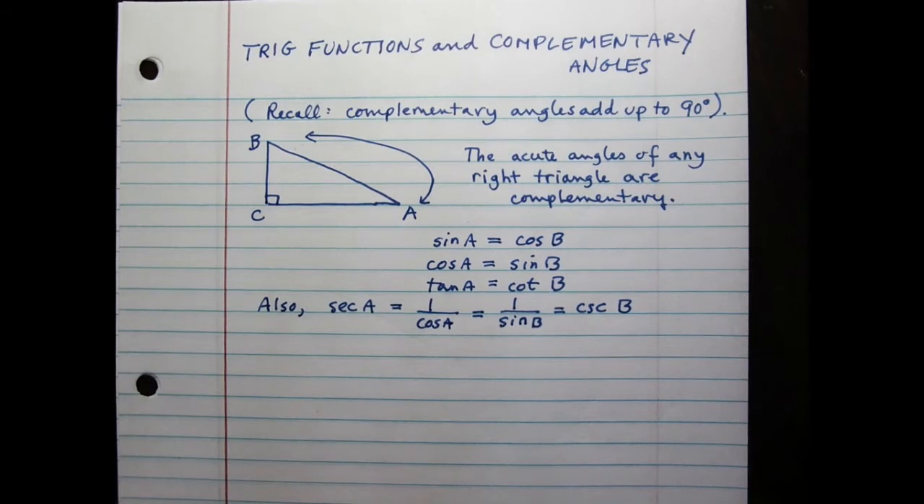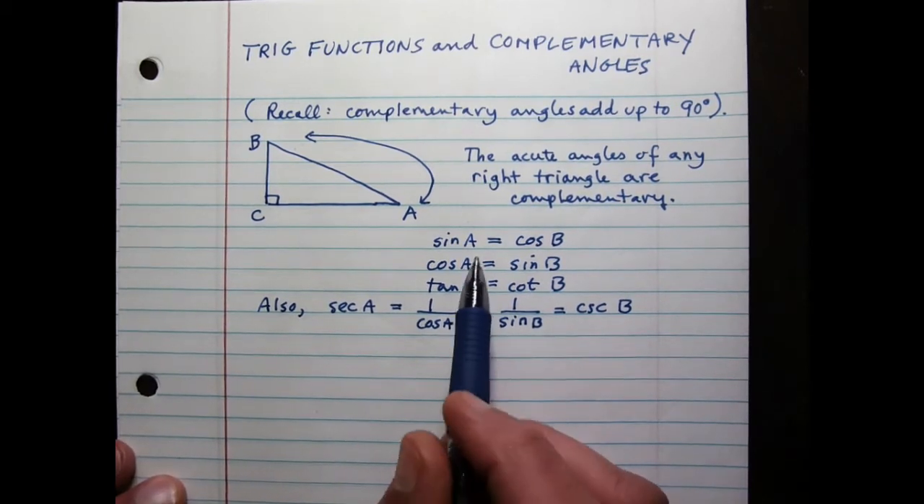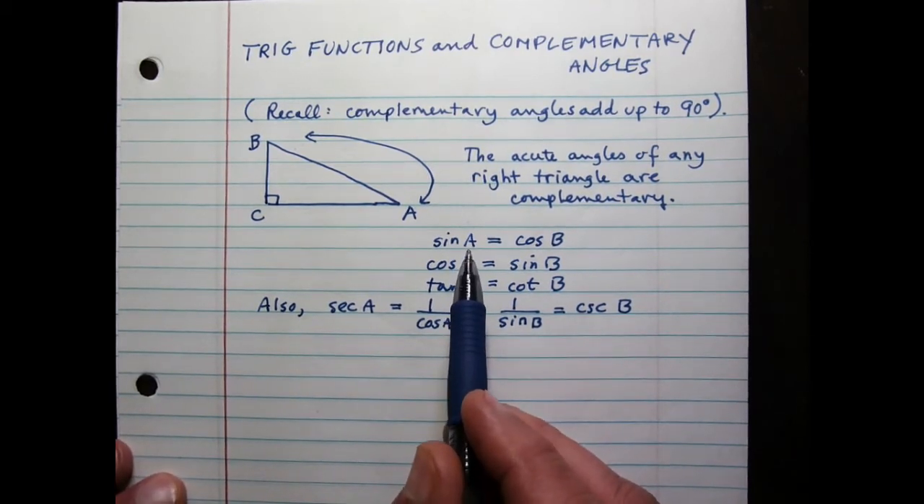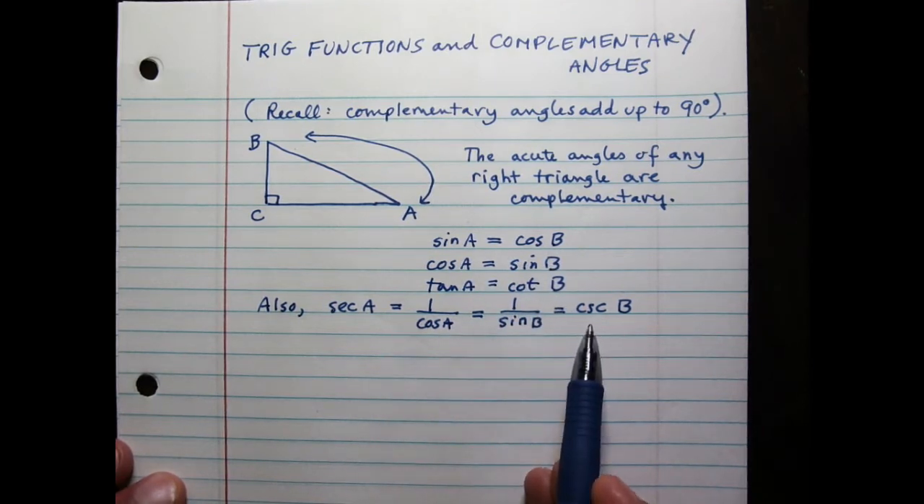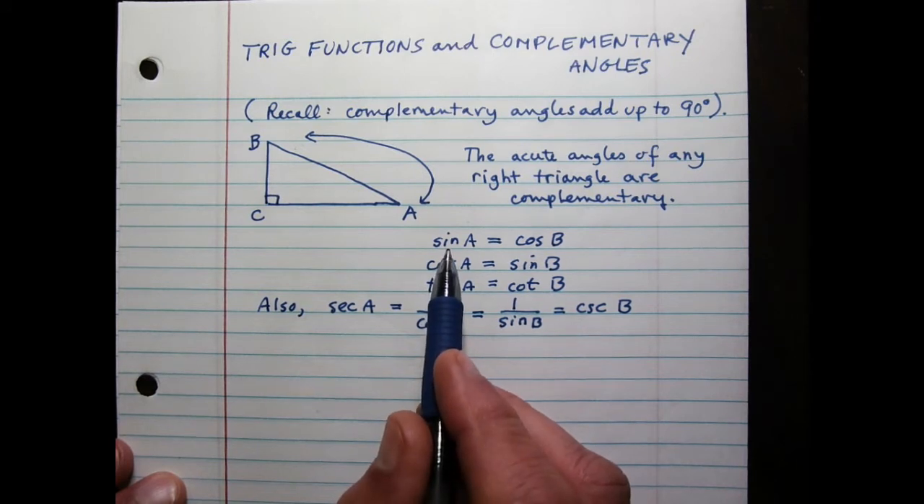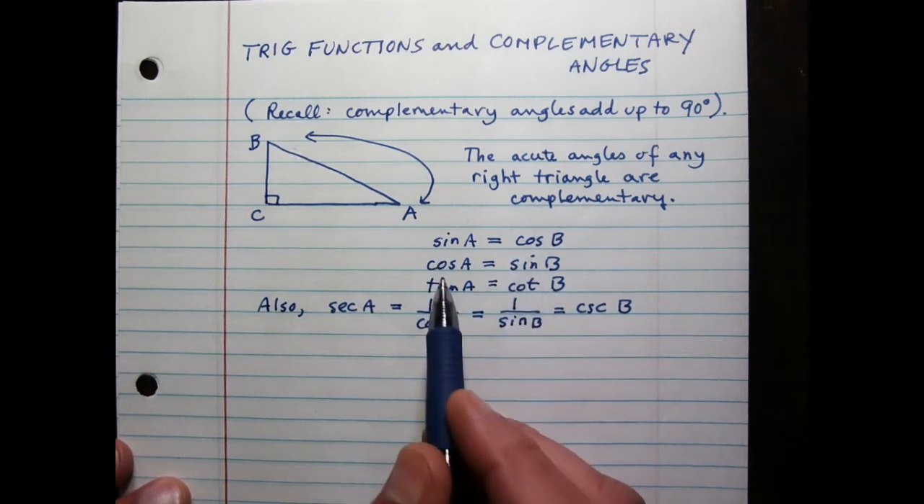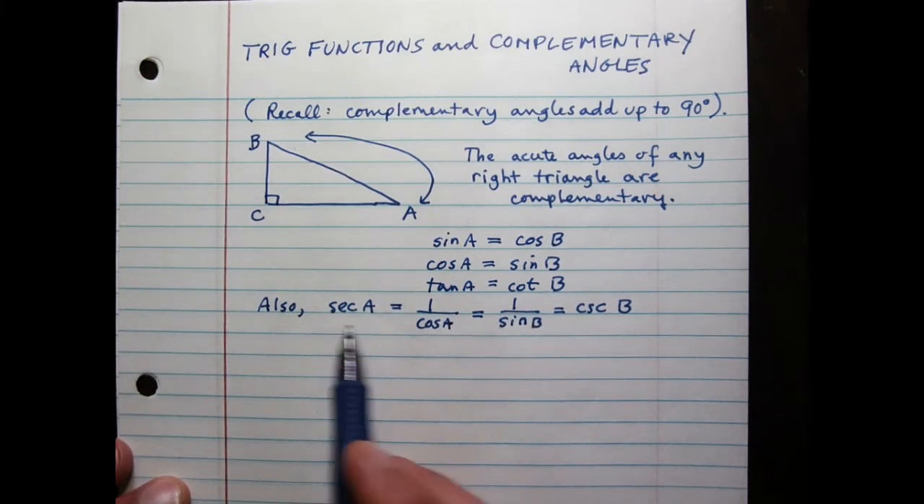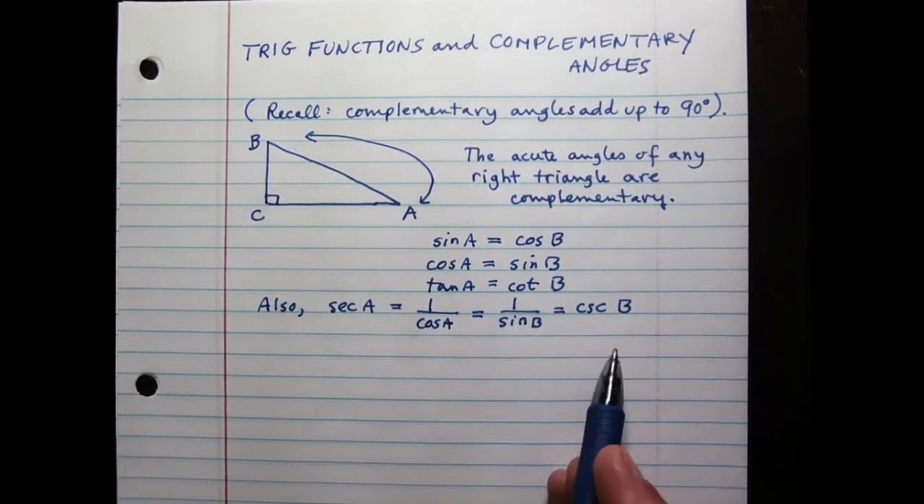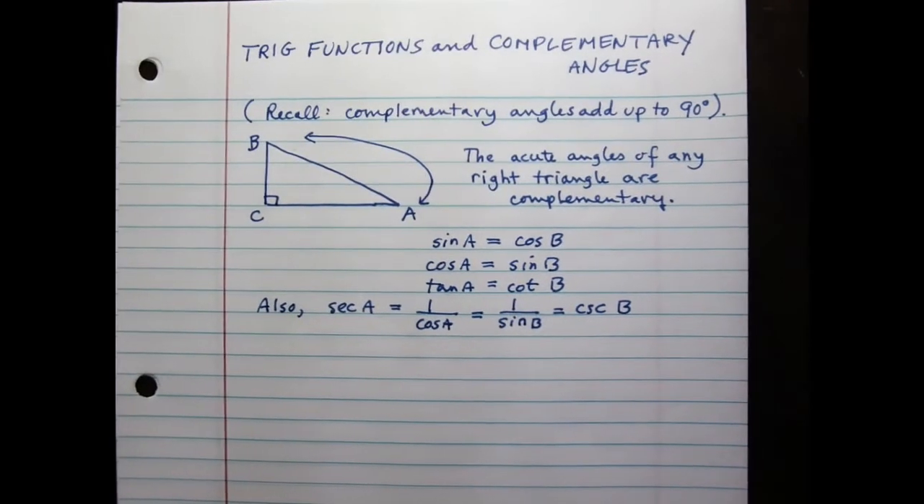of B. And in each case, we have two angles, A and B, that are complementary. And when you look at the trig functions in each equation, it's like a trig function and its cofunction: sine and cosine, or cosine and sine, tangent and cotangent, secant and cosecant. And this is really where the co comes from in cosine, cotangent, cosecant.